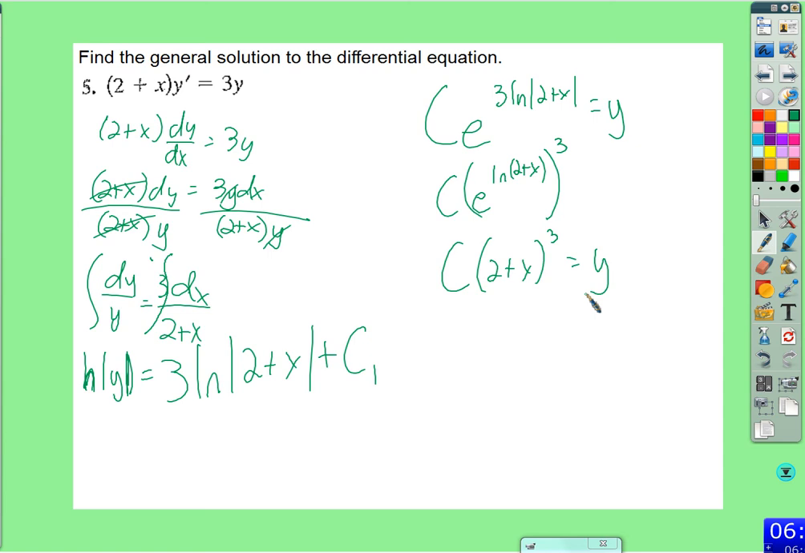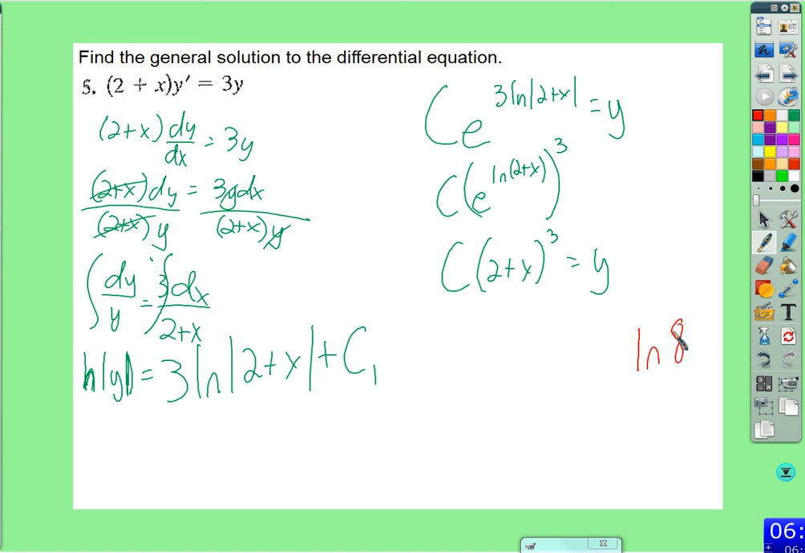If you had e to the 3 natural log 2 plus x plus c, that would be fine. Why does it take that form? Because what we're saying here is e to the power of the natural log of 2 plus x, okay? So let me use a different base for the log, something other than e, to make this a little more clear. First, let's talk about what the natural log of 8 is.